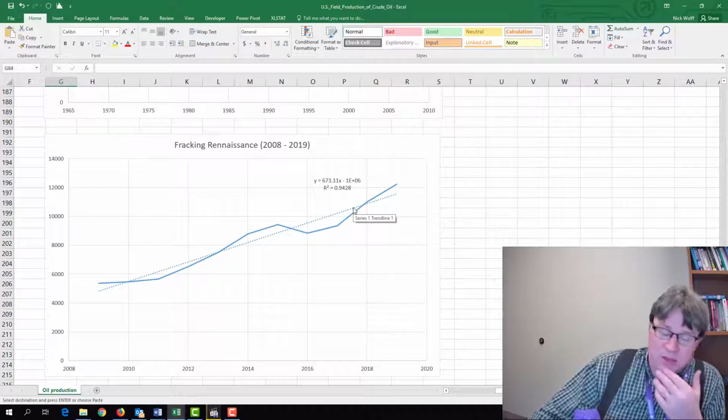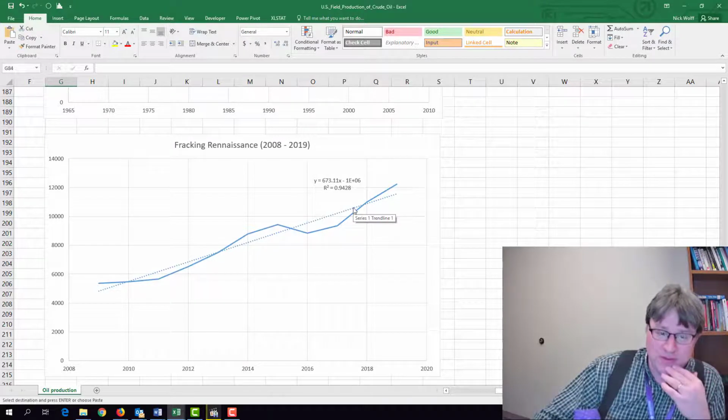Now we don't know how long this is going to go. Maybe we might get close to reaching the end point of what this could happen.